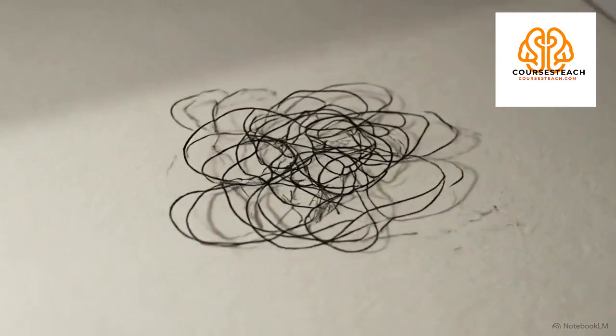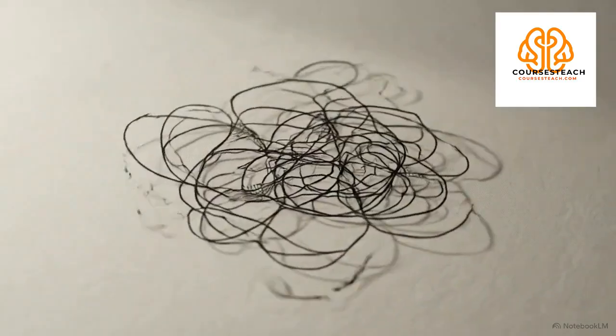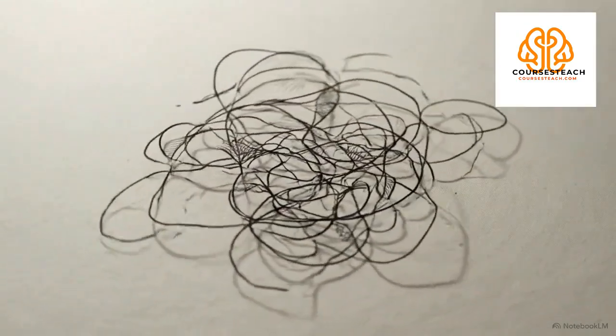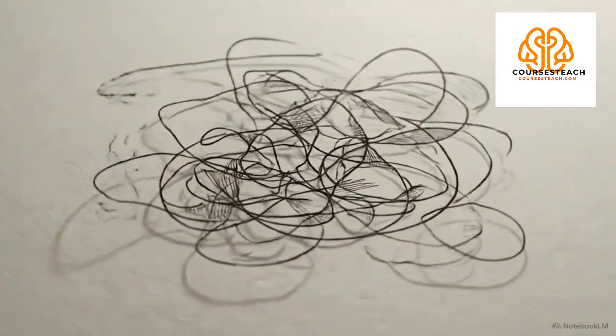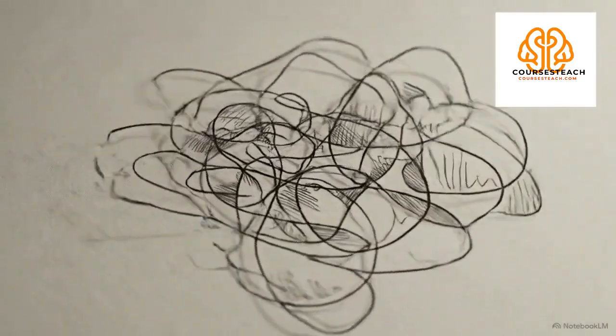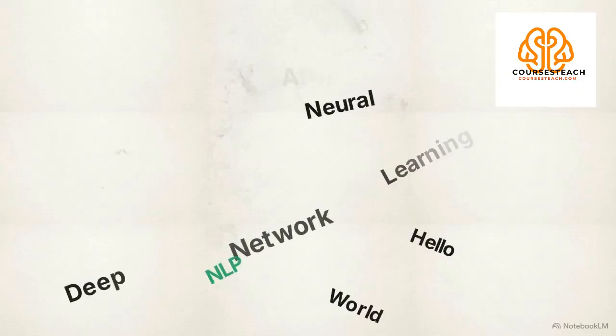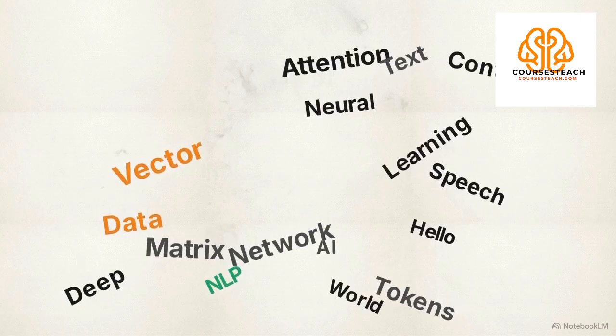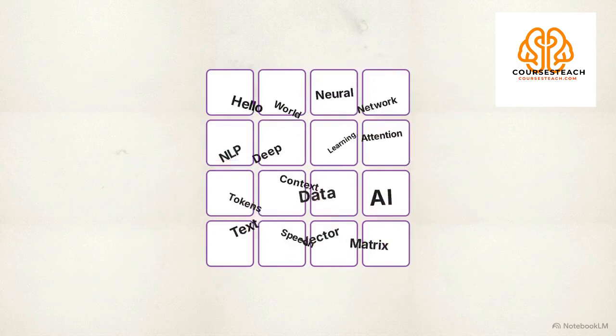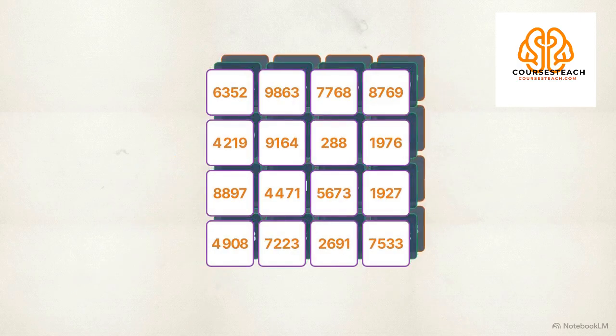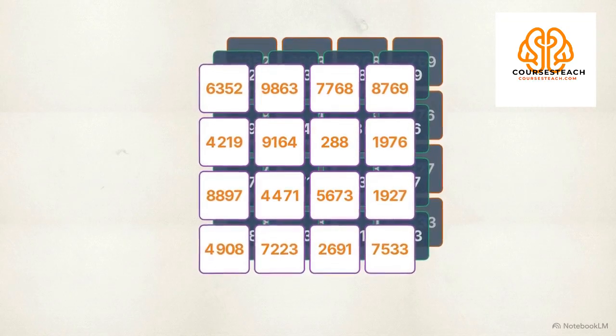Methodical. Human language is messy. We communicate through complex, unstructured strings of text, full of idioms, irregular spacing, and subtle context. But neural networks operate strictly in the realm of mathematics. They require rigid, structured numerical tensors to perform their calculations.